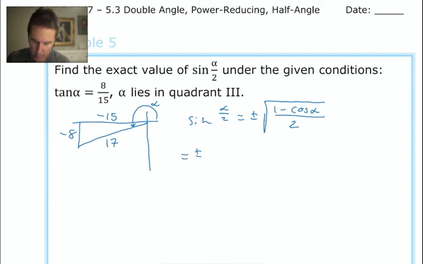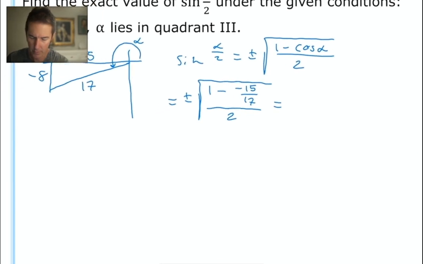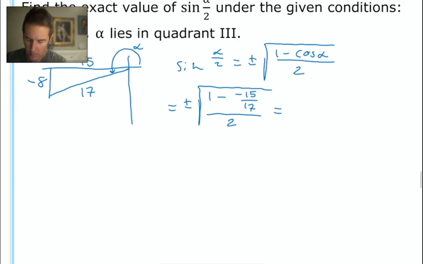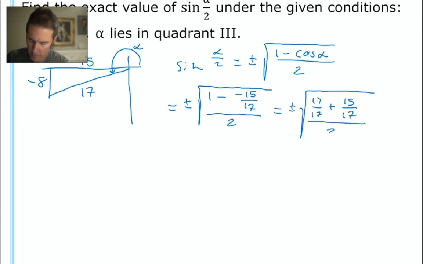This is equal to plus or minus the square root of 1 minus. Now from my diagram, I can see that the cosine of alpha, which is adjacent over hypotenuse, is negative 15 over 17, and that's all divided by 2. So we've got some common denominators to figure out here, and they're different common denominators than we've been working with so far. There's my plus or minus. Here's my large square root symbol. I've got a 17 over 17. The double negative makes plus. There's a 15 over 17, and all of that is being divided by 2.